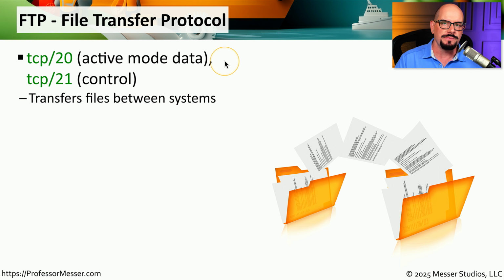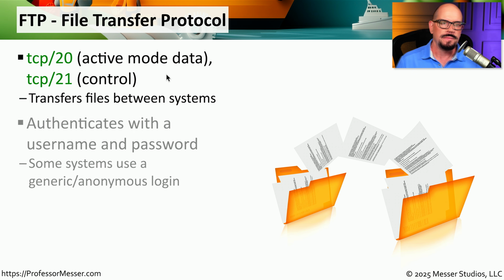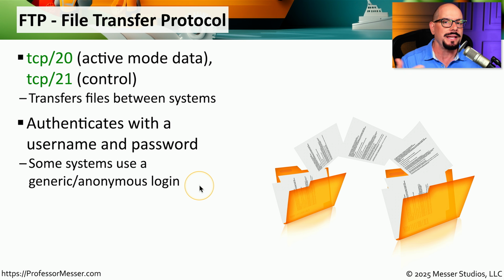TCP port 20 is often used as the active data transfer, and port 21 is often used as the administration or control port. The FTP protocol often requires you to have some type of authentication into this system, so it may ask for a username, a password, or some other type of authentication factor. FTP can also be configured with an anonymous or generic login so that anyone can log in regardless of what the username or password might be.